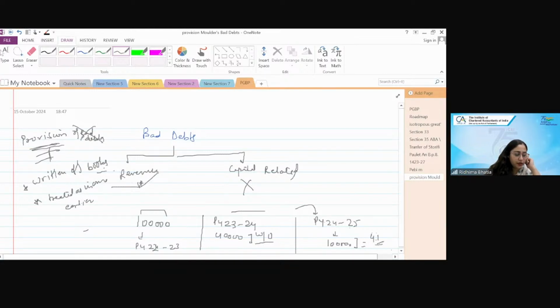Under section 41. Sorted. What is 41? Deemed income sections of business. One by one we will cover all of them, but by the time we reach that section, you will see most of them are covered. Clear?